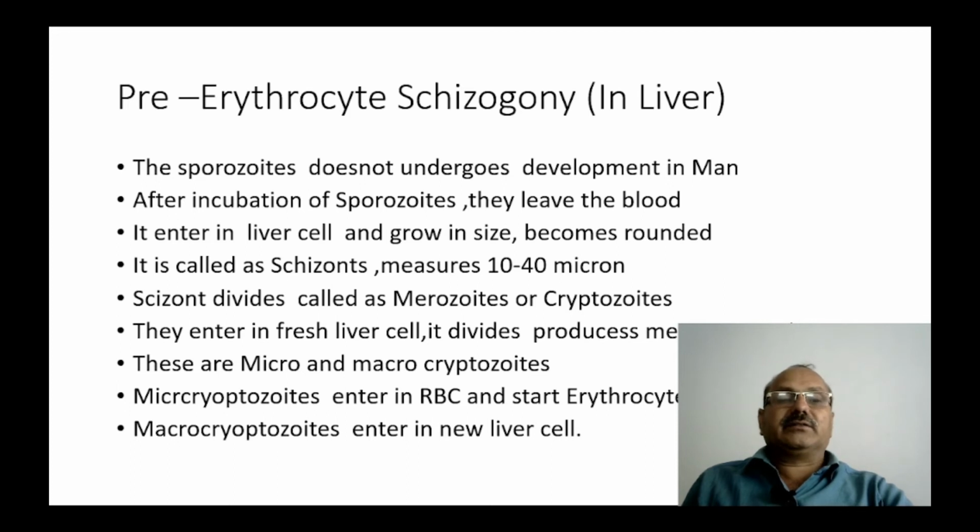Then the pre-erythrocytic schizogony, which mainly occurs in the liver. The sporozoites do not undergo development in man's blood. After inoculation, the sporozoites leave the blood and enter the liver cell, grow in size, and become slightly rounded. It is called the schizont, which measures about 10 to 14 micron. The schizont divides into merozoites or cryptozoites. They enter fresh liver cells, divide, and produce metacryptozoites, the micro and macrocryptozoites. Microcryptozoites enter RBCs and start erythrocytic schizogony. Macrocryptozoites enter new liver cells.